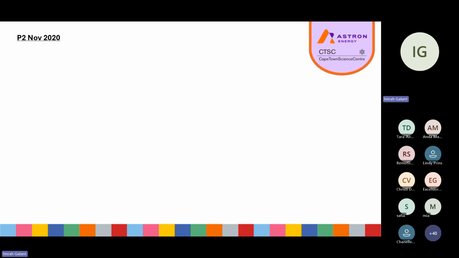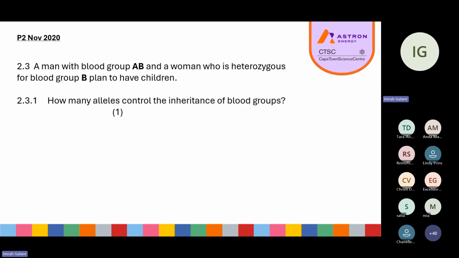Now we're going to look at a few questions on blood groups. It reads, a man with blood group AB and a woman who is heterozygous for blood group B plan to have children. How many alleles control the inheritance of blood groups? And again, this is just from studying knowledge. The answer over there is 3, because the alleles are A, B, and the recessive allele I.